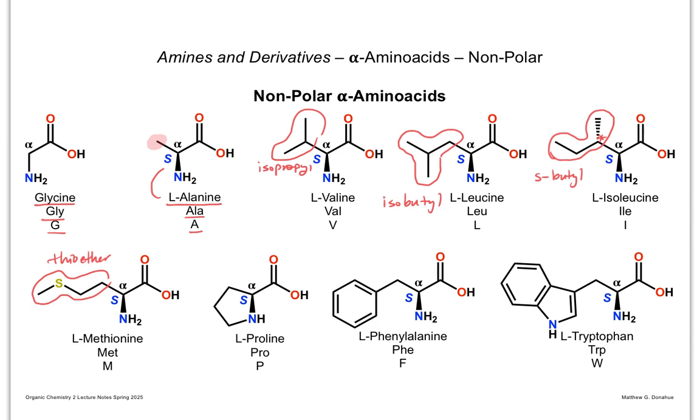Proline is the only one that's a secondary amine. So notice that the side chain wraps back around to form a ring with the alpha carbon. So this is a secondary amine. Phenylalanine has a benzyl group. And tryptophan has an indole.